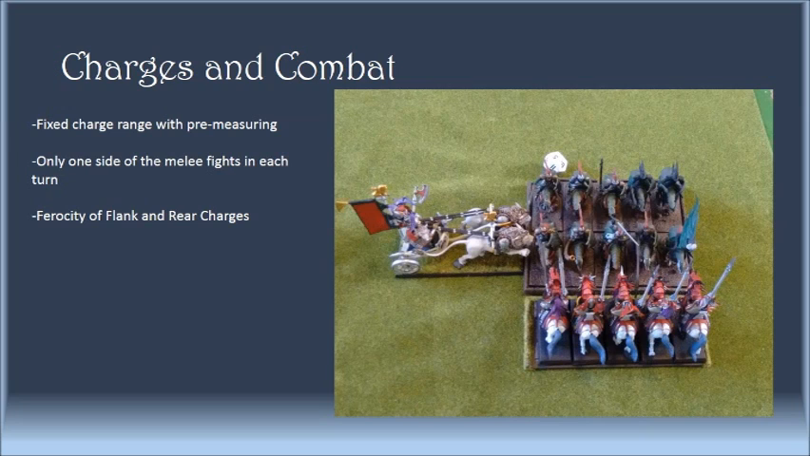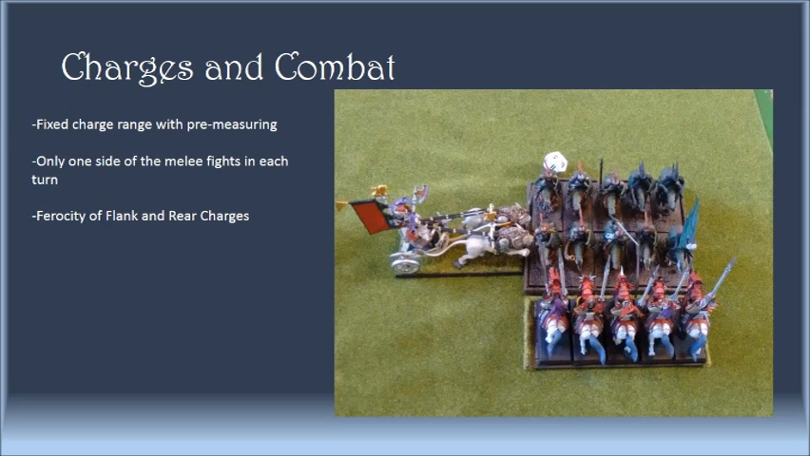And then we have the ferocity of flank and rear charges. In Warhammer Fantasy, a flank or a rear charge just gives you a little bit of a boost to your combat resolution. It's useful, but not huge. But in Kings of War, it doubles or triples your attacks. The strength of these games, Warhammer Fantasy, Kings of War, is that it makes movement important. The way you position your movement is so critical to the outcome of the game, in a way that other games just aren't. It's the real beauty of it, I think.